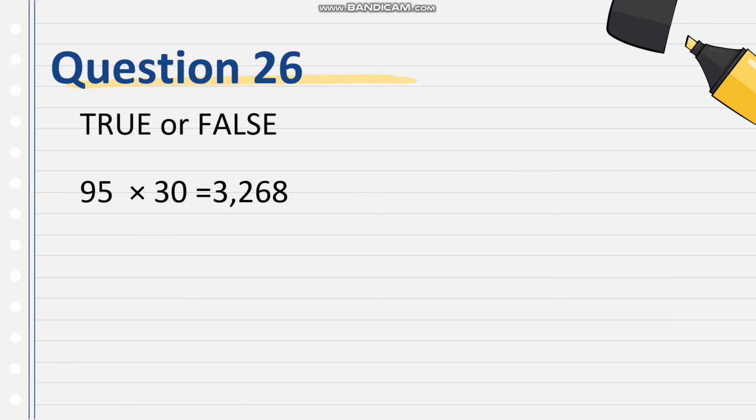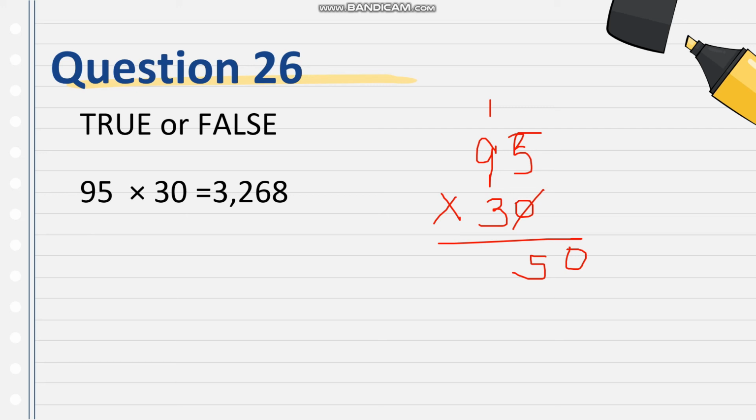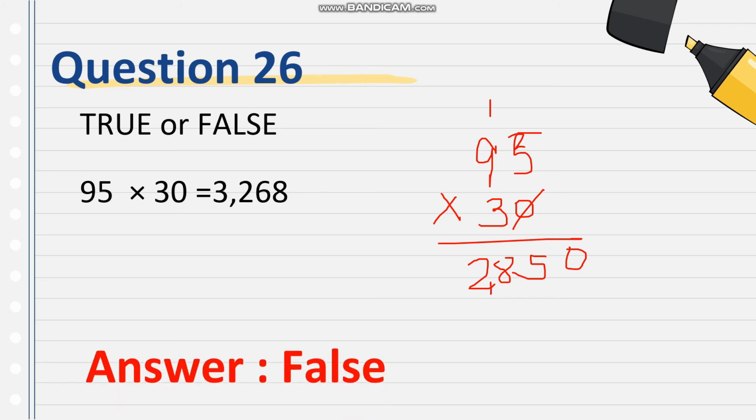Next, 95 multiplied by 30. So if I'm going to find the answer, if it ends with 0, I'll just cancel the 0 and put it into the product. 3 times 5 is 15, regroup 1. 3 times 9 is 27, plus 1 is 28. So it should be 2,850. So that statement is false.